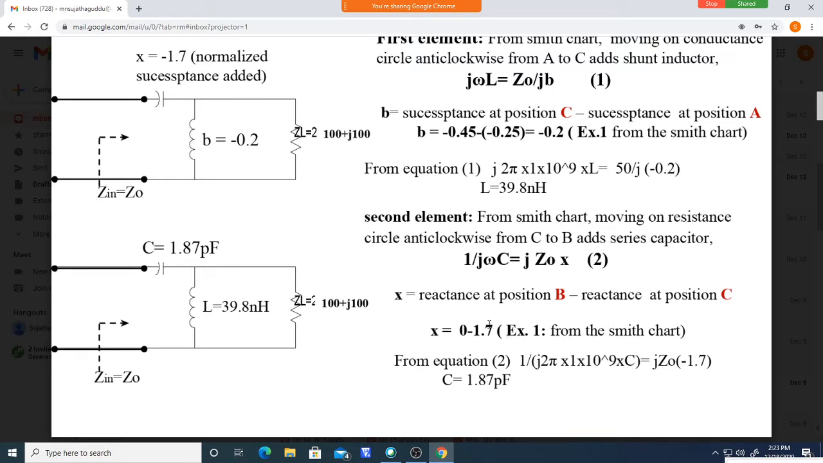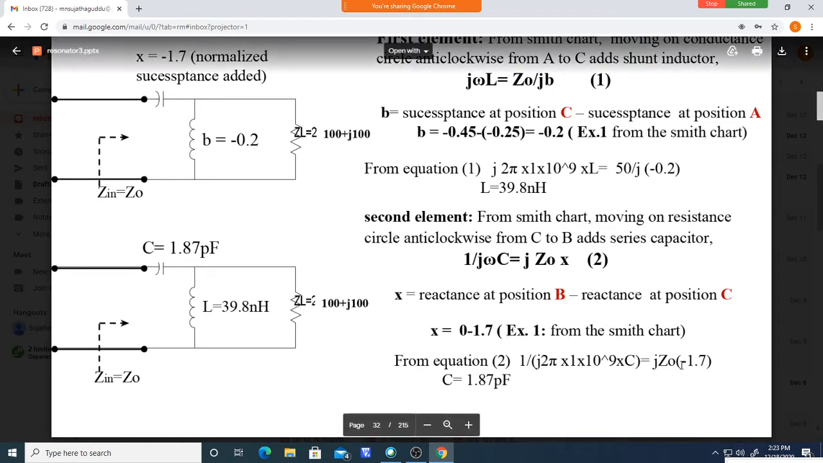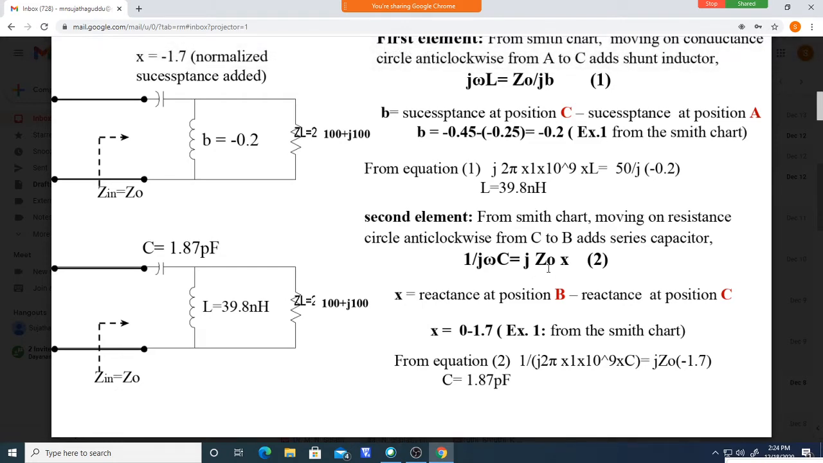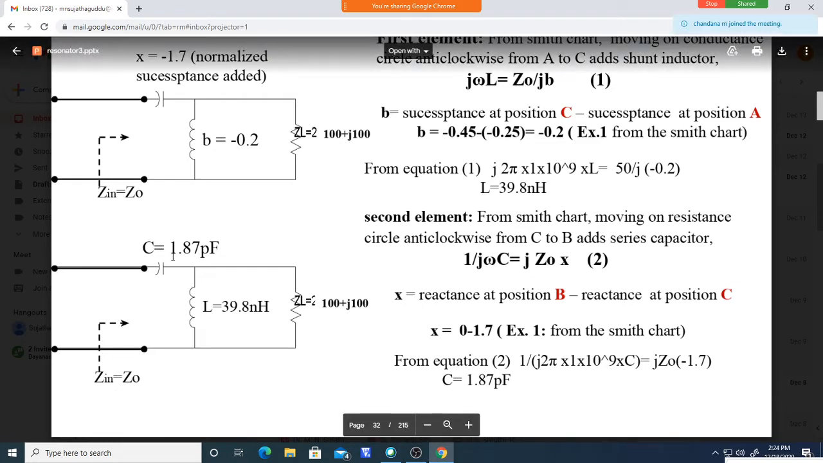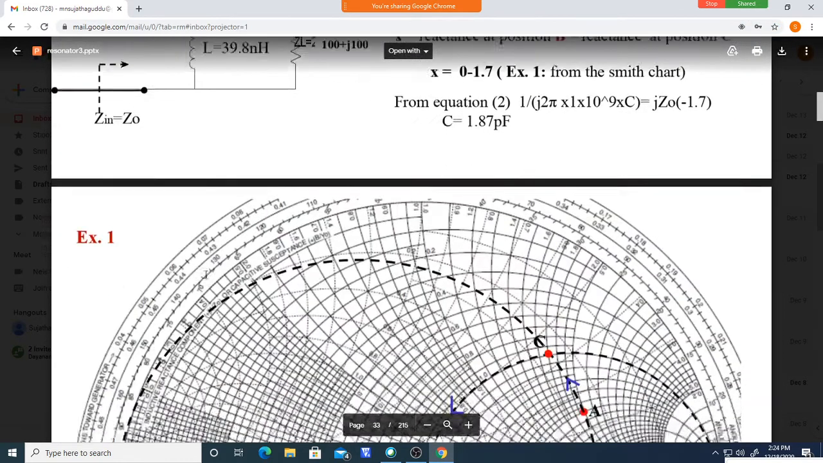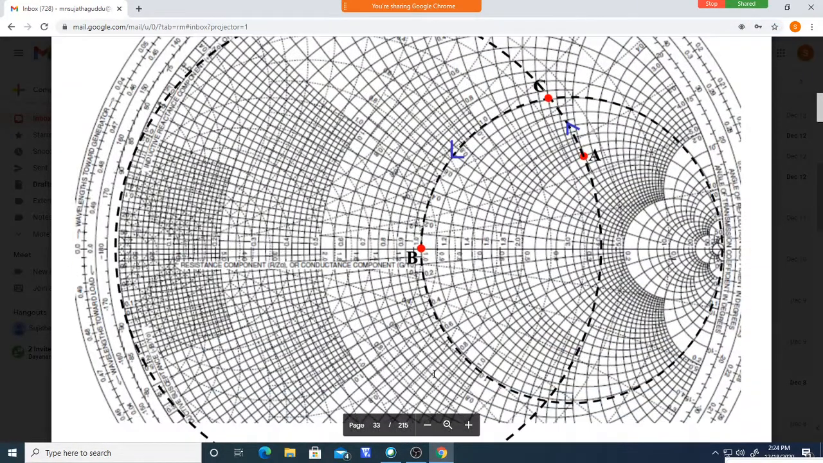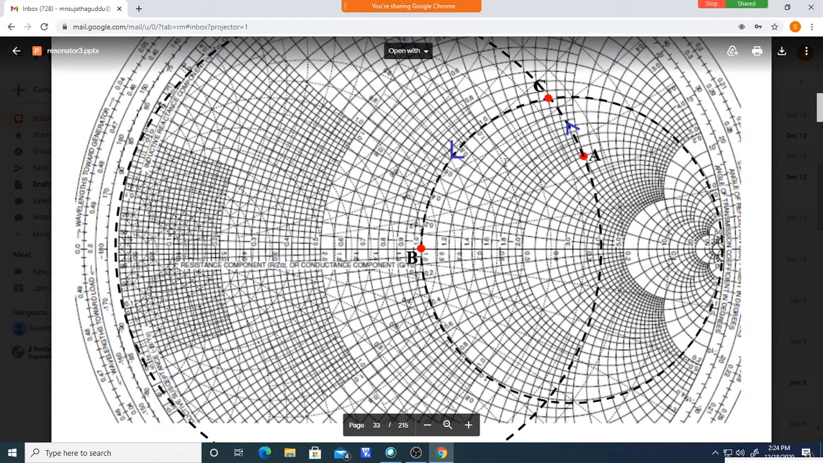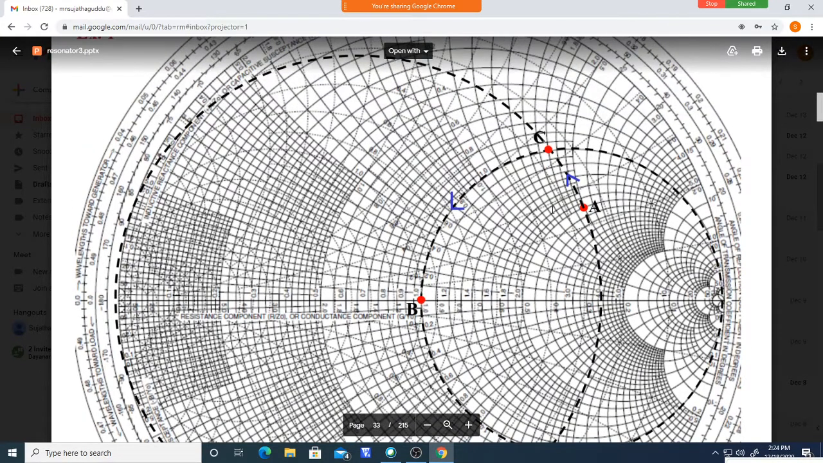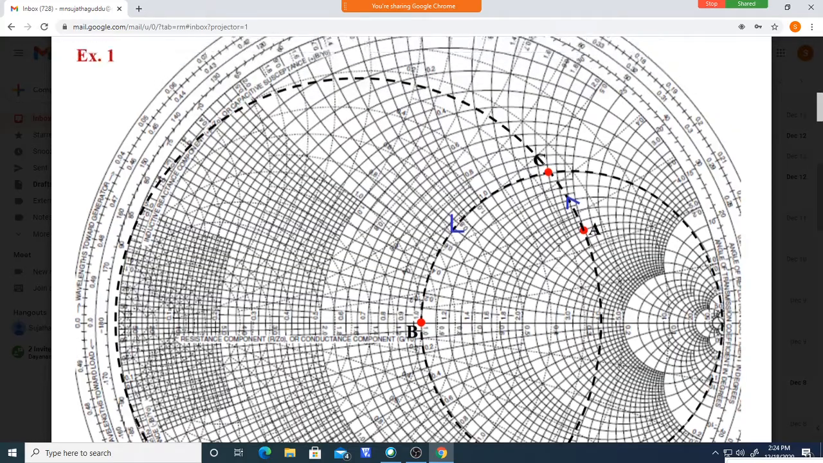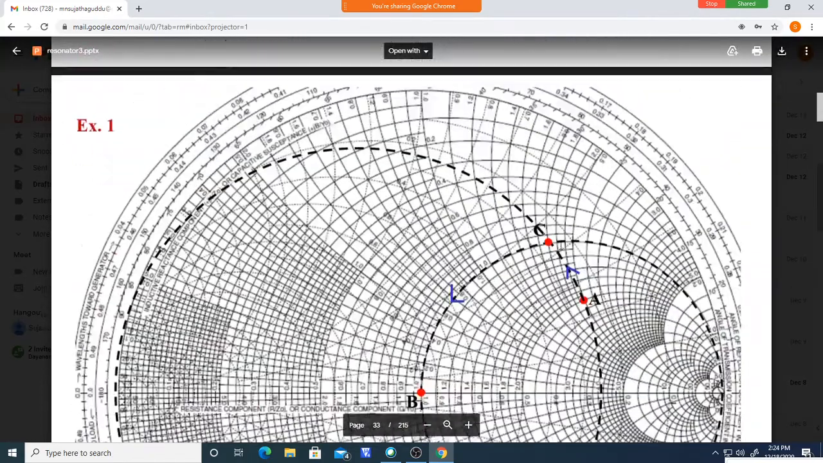The answer is, substitute that in this equation, minus 1.7 here. You will be getting the value of the capacitor. W is 2 pi f, Z naught is 50 ohm. You substitute that, and you will be getting 1.87 picofarad for this. It is very simple, but you should carefully note down the susceptance values and the reactance values. So this is the way to get the impedance matching.